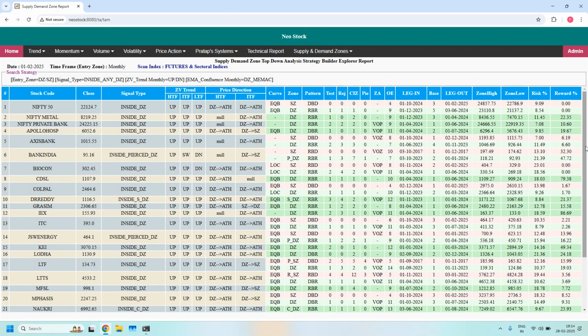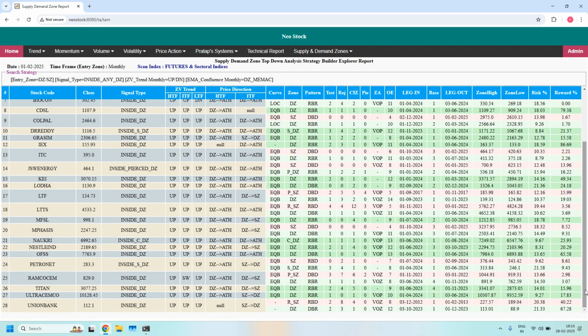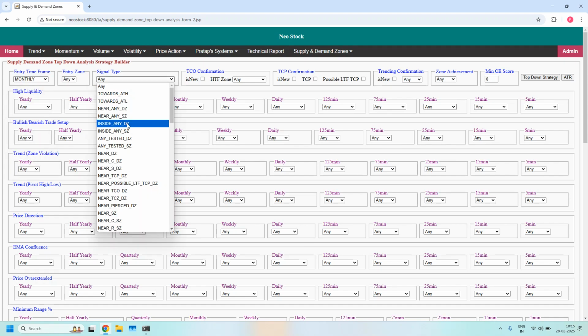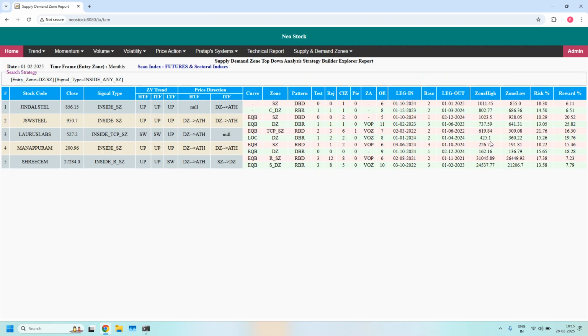With these filters, now we got 28 stocks out of 62. These 28 stocks are having monthly demand zones with monthly EMA confluence. Of course, current price closed inside monthly demand zone. Okay, first 20 stocks in the list, 21 stocks in the list. I am scrolling the list down. So total 28 stocks.